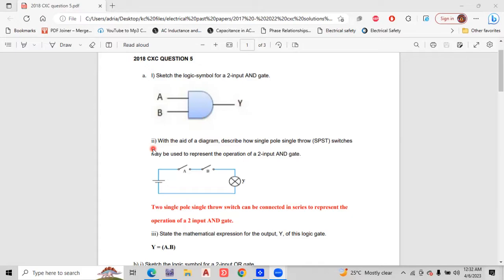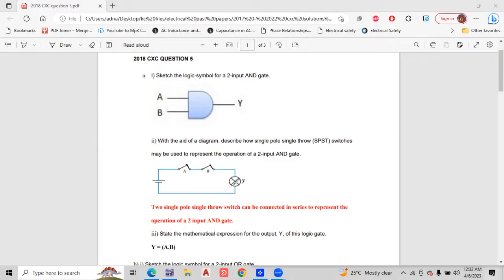For part 2, it says, with the aid of a diagram, describe how single pole, single throw switches may be used to represent the operation of a 2-input AND gate. So here we have a diagram with 2 switches, A and B. They're connected in series with each other. If switch A is closed while switch B remains open, the lamp will not turn on. If both switches are closed, then the lamp will turn on, and that represents how the AND gate would operate.